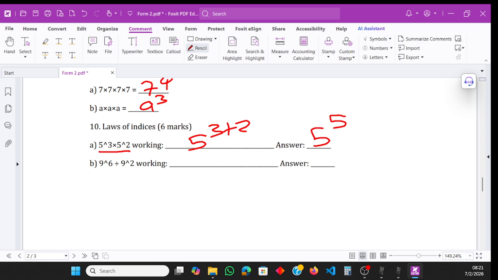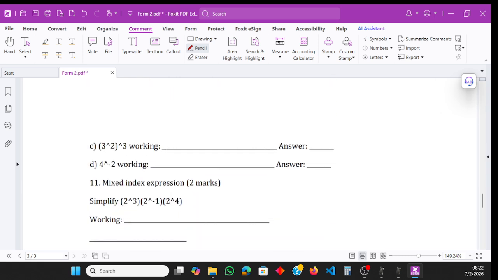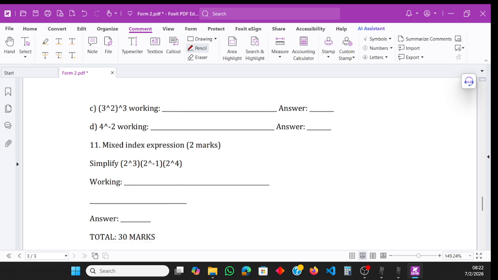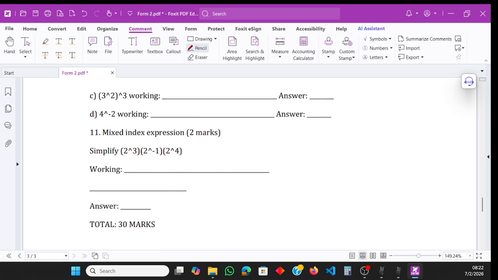Then I've got the second law where I'm dividing. The base is the same, 9 and 9. So it will be 9 to the power 6 minus 2. And finally, to simplify to 9 to the power 4. Right, still need to show the working. This is the third law where we've got a power to another power. So the rule says this will be 3 to the power 2 multiplied by 3. So our final answer will be 3 to the power 6.